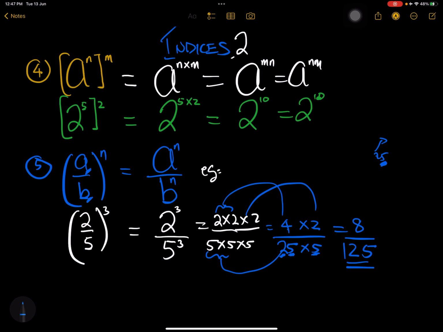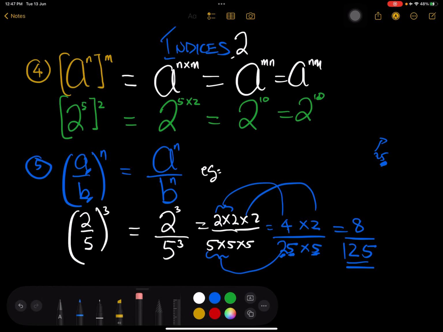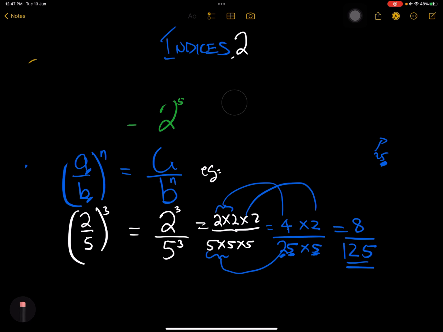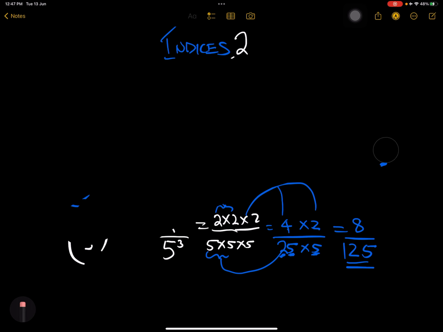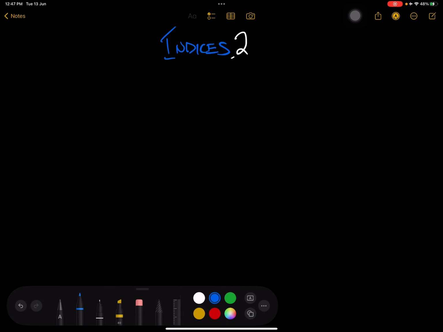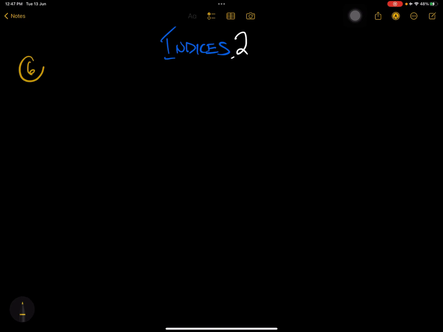Let's look at the sixth rule. Let me wipe this quickly. The sixth rule says if you have a to the exponent of negative n, it's the same as writing 1 divided by a to the power of n. Basically making this positive in the denominator, by putting 1 on the numerator.